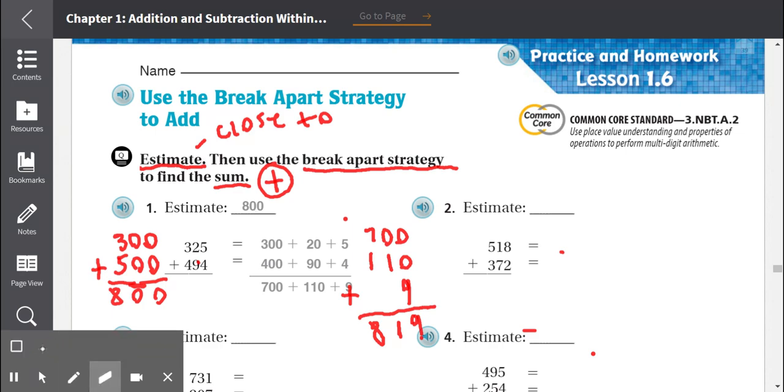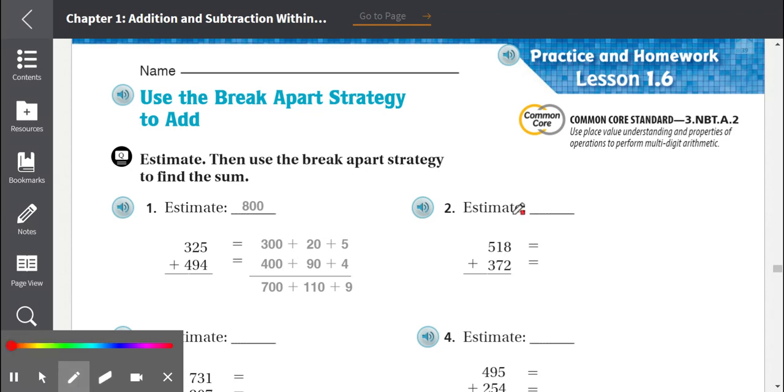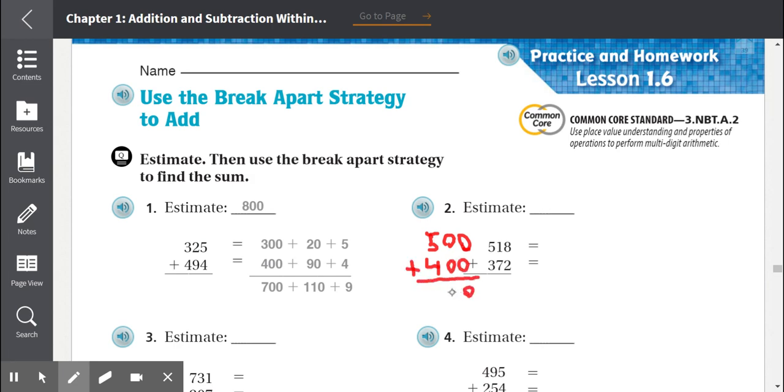Number 2. First step is to estimate. 518 is between 500 and 600, but it's closer to 500. 372 is between 300 and 400, but it's closer to 400. When we add them together, 0 plus 0 plus 0 plus 0 equals 0, 0 plus 0 again equals 0, 5 plus 4 equals 9. So our estimate is 900. So we know our answer is going to be close to 900.